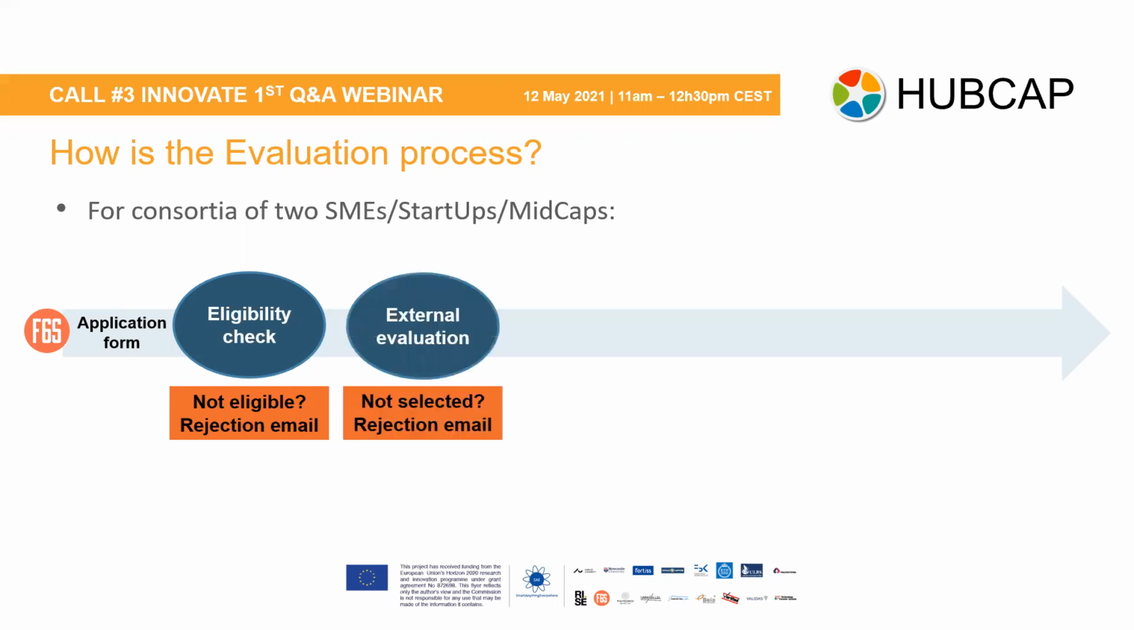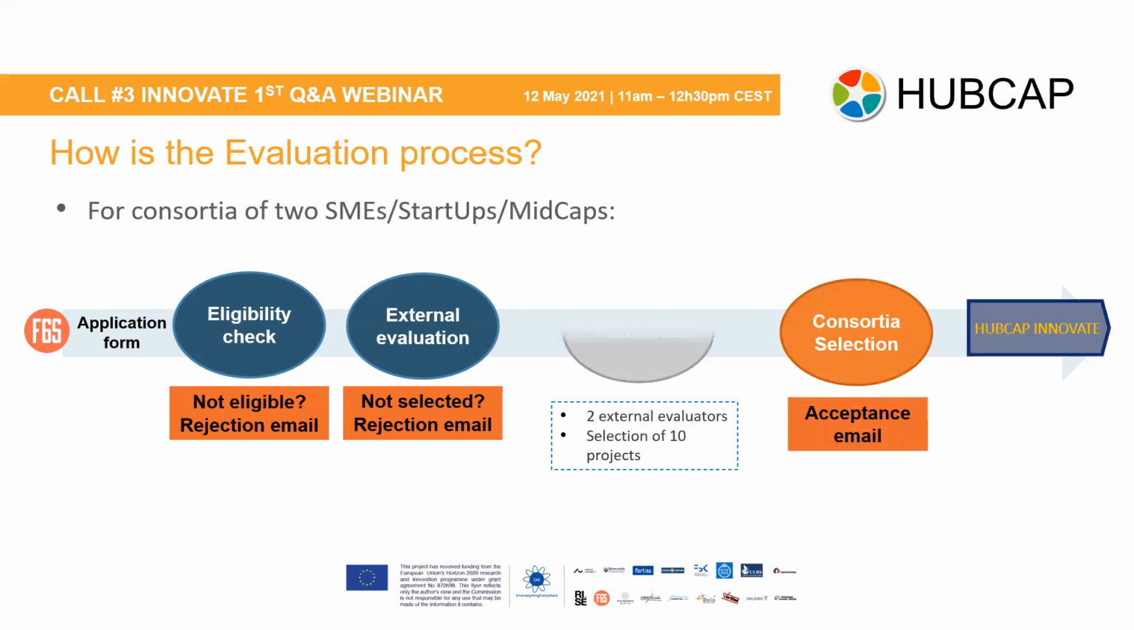After the proposal's eligibility check, a remote evaluation will take place, held by a pool of external evaluators. And once the remote evaluation is concluded, proposals will be ranked based on an overall scoring, and the top ranked proposals will be invited to interview with external evaluators. The proposals that are not invited to the interview will be notified that they have not qualified.